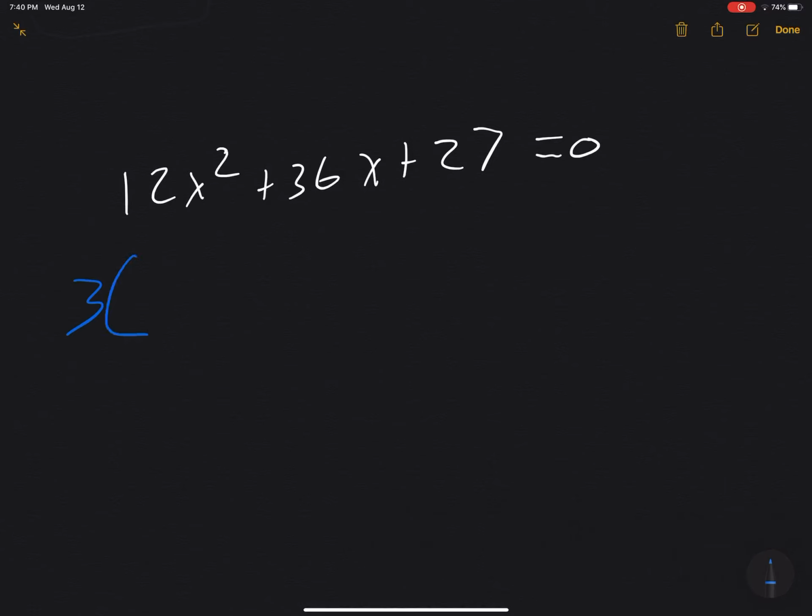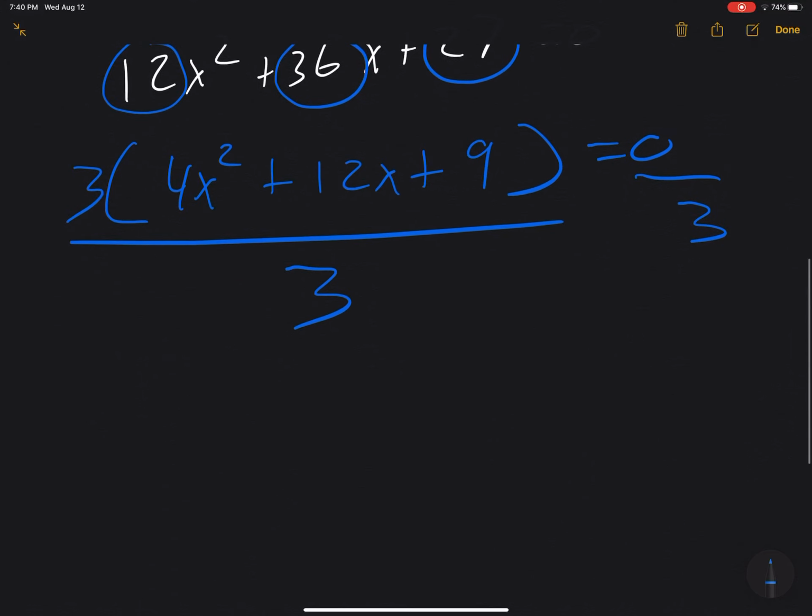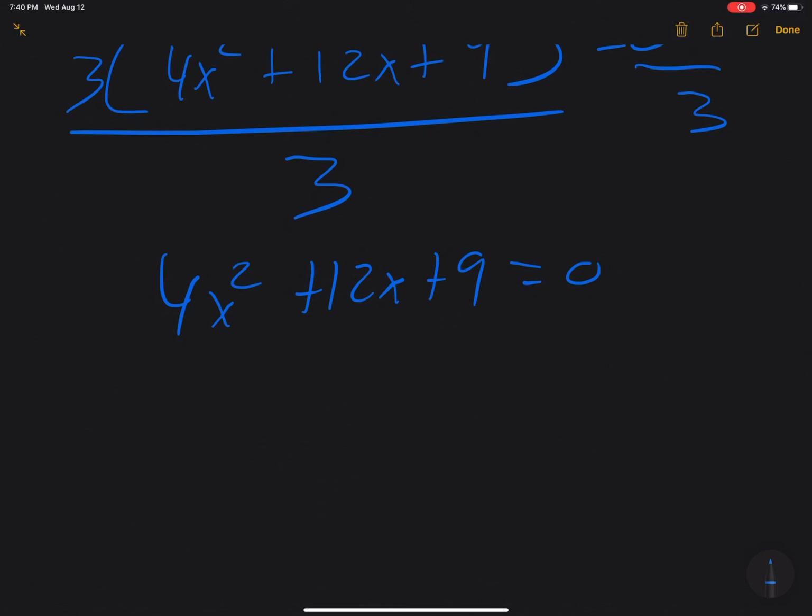I can say this is equal to 3 times 12 divided by 3 is 4, x squared plus 36 divided by 3 is 12, x plus 27 divided by 3 is 9, equals 0. And anything we do to one side of the equation, we have to do to the other. So if I divide this away by 3, I can divide this away by 3, and I'm left with 4x squared plus 12x plus 9 equals 0, which is a much easier polynomial to deal with. Now I can do the slide divide slide method.